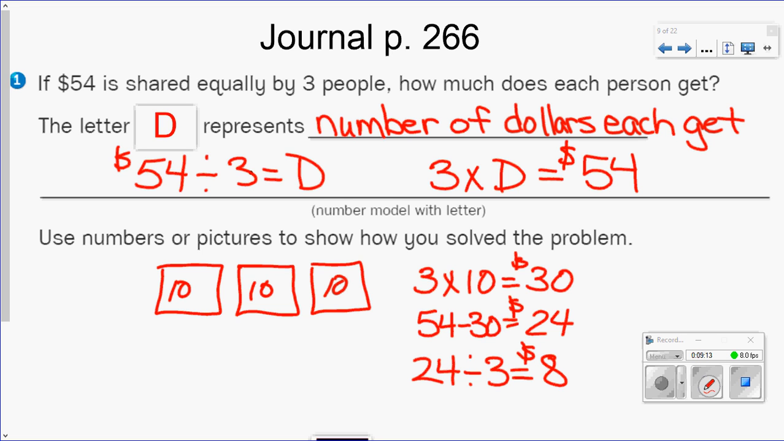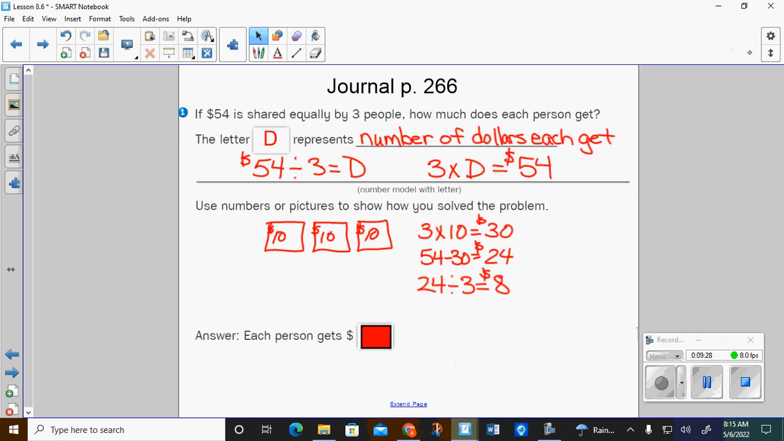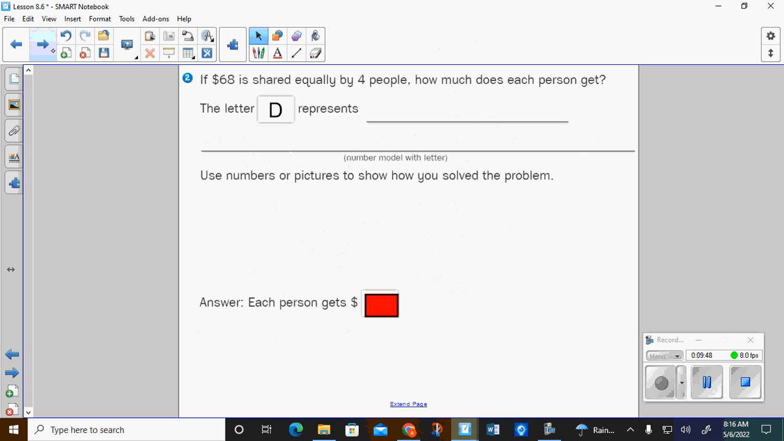So we would put a $10 bill here, and then each one would get 8 $1 bills. So my total amount, let's see if that's on my slide here. Yeah, there we go. The total amount that each person would get would be the $10 plus the 8 ones. And if we add that up, each person should get $18. Okay, let's go on to our next one.